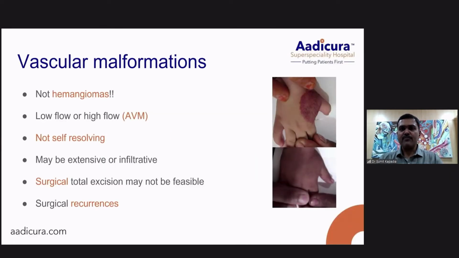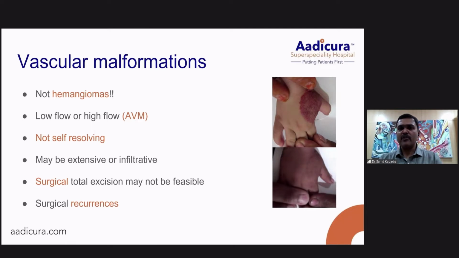For malformations, it's important to realize that they are not hemangiomas. This classic example that I've shown on the photograph shows a hemangioma pre and post medical treatment. Hemangiomas by definition will show regression. Malformations will never regress. We need to decide whether it's a low flow or a high flow. And as I said, they may not resolve on their own.